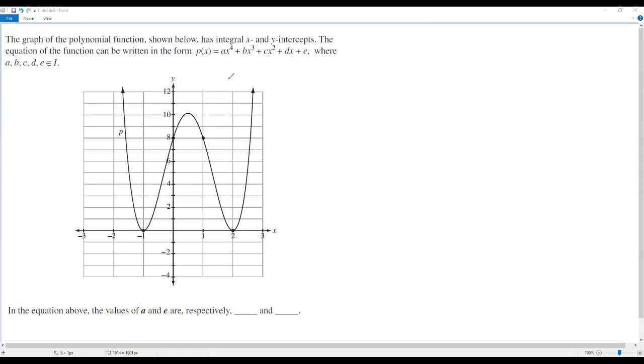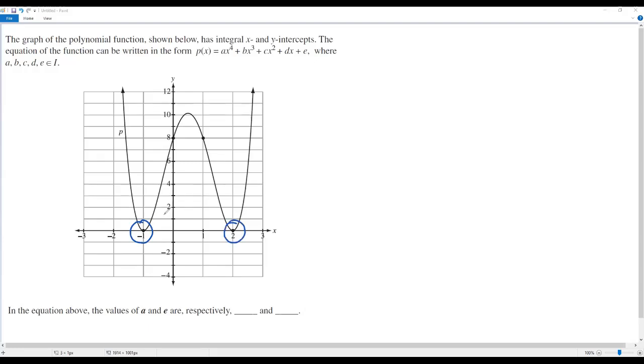So our aim is to find the values of a, which is the coefficient of x to the fourth power, and e, the constant term in the given polynomial function p of x. Okay, when I look at the graph of the given polynomial function, I find two x-intercepts, -1 and +2.